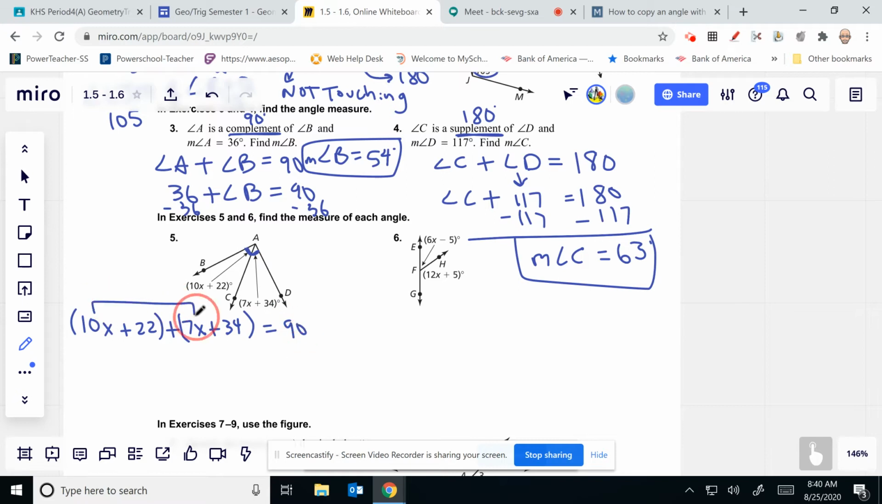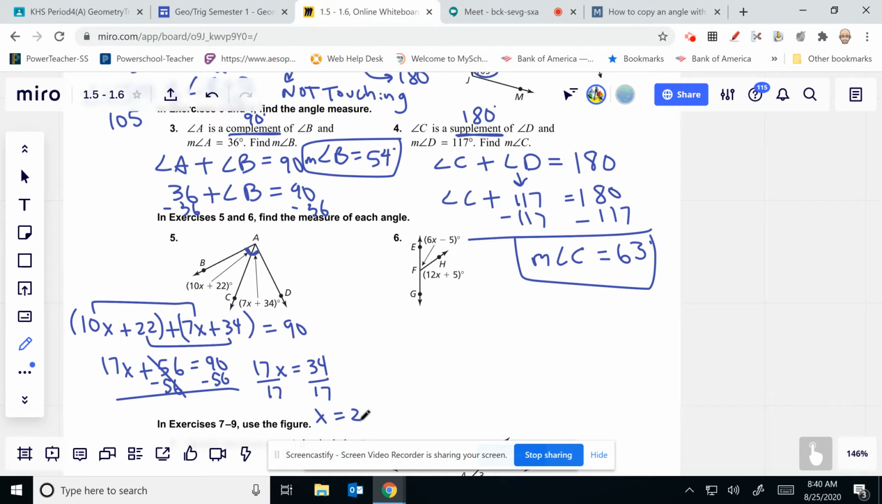So I'm going to combine like terms. So I get 17x plus 56 equals 90. If I subtract 56 on both sides, like I said, we do a lot of algebra stuff. That's why we reviewed the first week. We're going to cancel that. You get 17x equals 34. And then dividing by 17, you get x is 2.